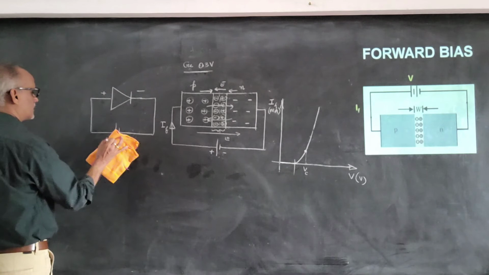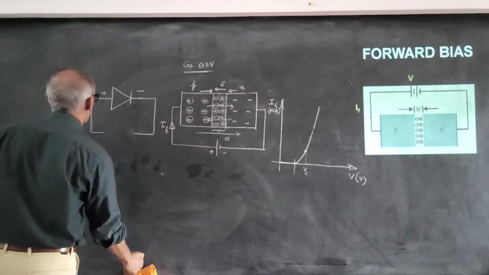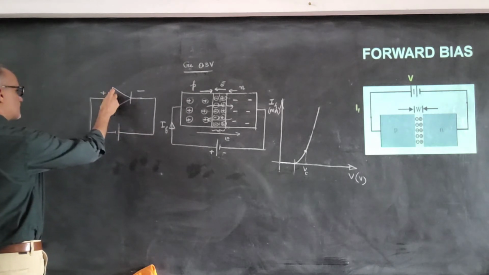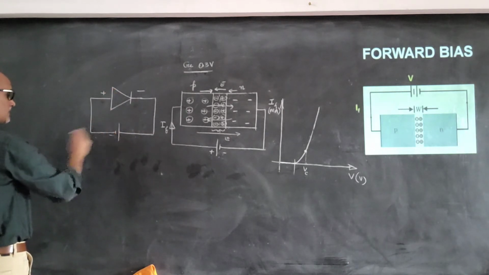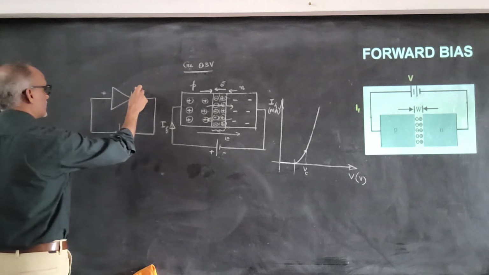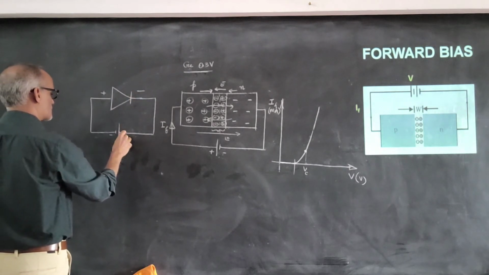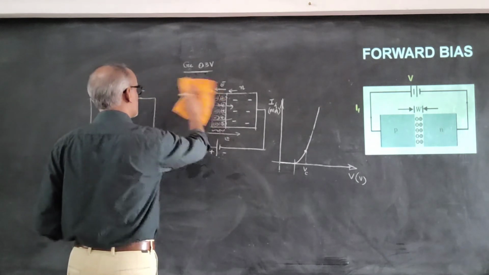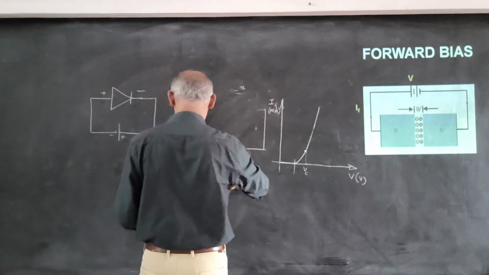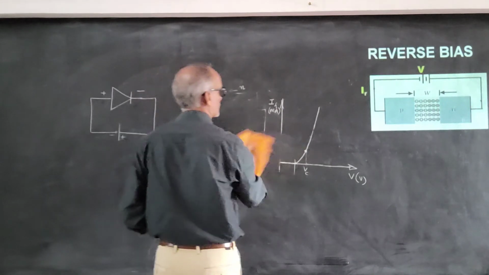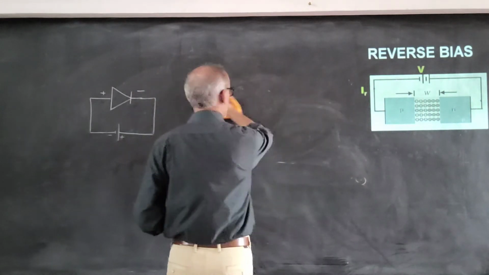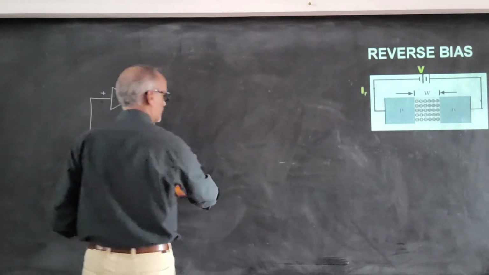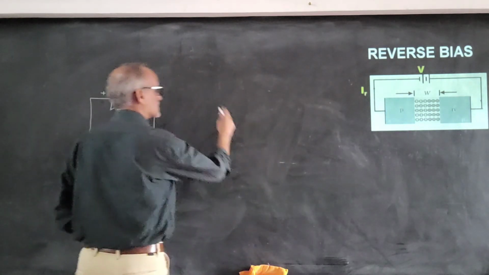In this particular circuit, if I reverse the polarity, that is, if the positive terminal of the diode is connected to the negative terminal of the battery, and the negative terminal of the diode is connected to the positive terminal of the battery, then the diode is said to be in reverse bias. So let us see how exactly the diode behaves in reverse bias.